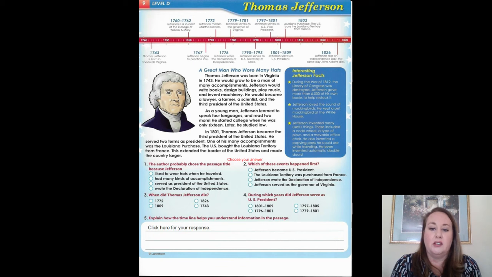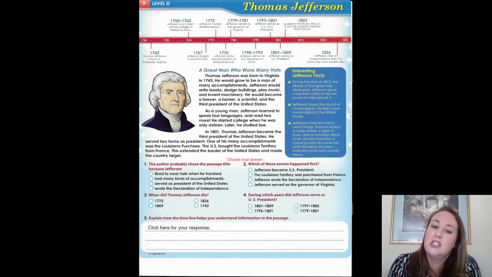Okay, the next one, Jefferson loved the sound of mockingbirds. He kept a pet mockingbird at the White House. So that's just a little interesting fact about him and what kind of pets he liked. And then the last one, Jefferson invented many useful things. These included a code wheel, a type of plow, and a movable office chair. He also invented a copying press he could use while traveling. He even invented automatic double doors.